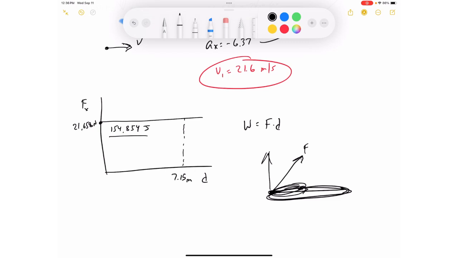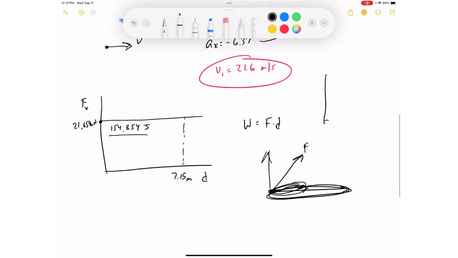Where did this original 154,854 joules come from? It came from kinetic energy, right? So if we were to draw a little bar graph or something up here, you can imagine that I had some initial kinetic energy, and then that kinetic energy got boiled off slowly until there was no kinetic energy. Think of it like a bank account balance, right? I initially had this much money, and then I started spending money until the money was gone.